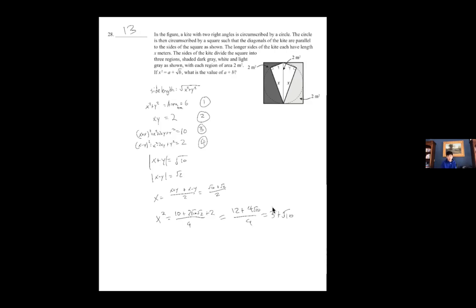So that's question 28. It's nice. The important thing is that you have to label another set of variables. I guess this would be doable if you let s equal the side length. Okay.